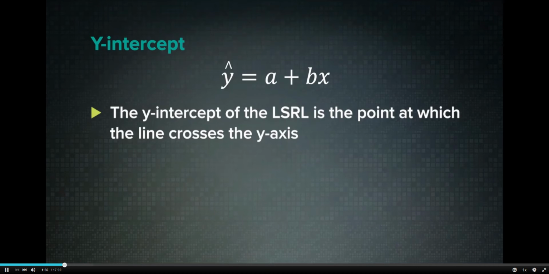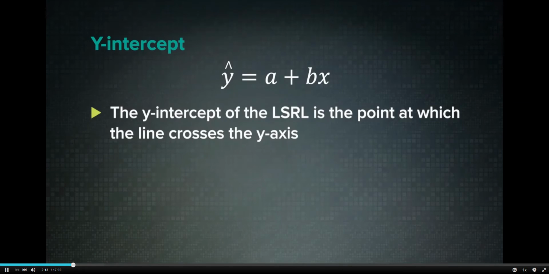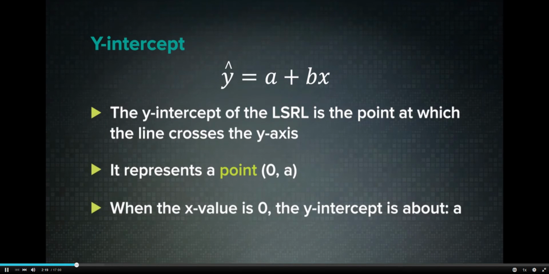Let's look at the y-intercept. The y-intercept of the least squares regression line, or LSRL, is the point at which the line crosses the y-axis. Well, that's true for any line, but in this case, we'll be looking for what that tells us. So the y-intercept represents a point. When the x value is 0, the y value is about a. It is the point 0, a, being the number that we get from our least squares regression line.